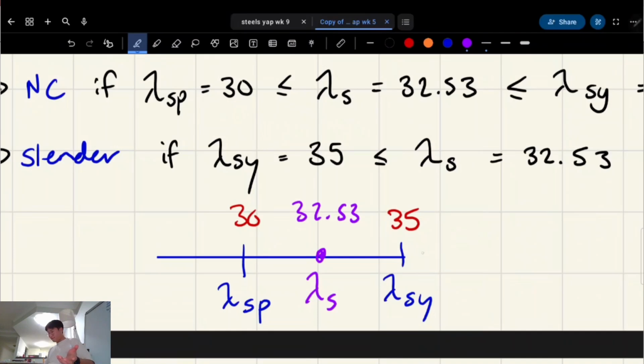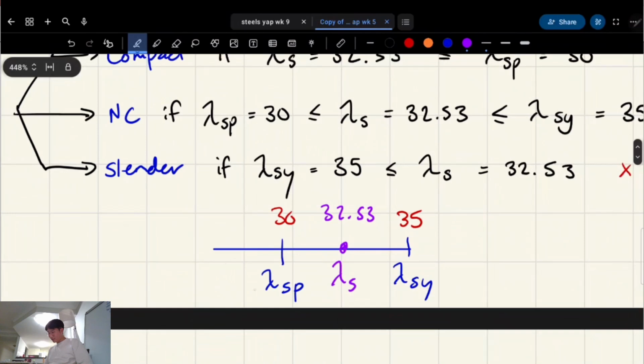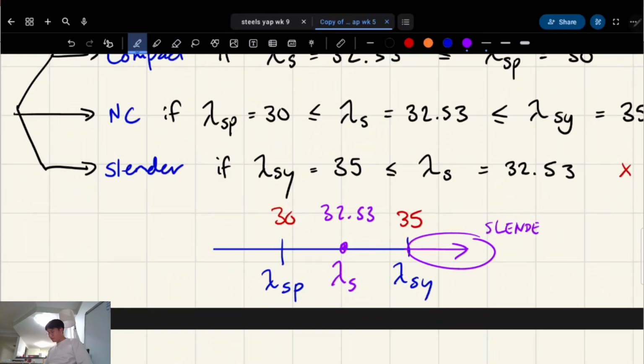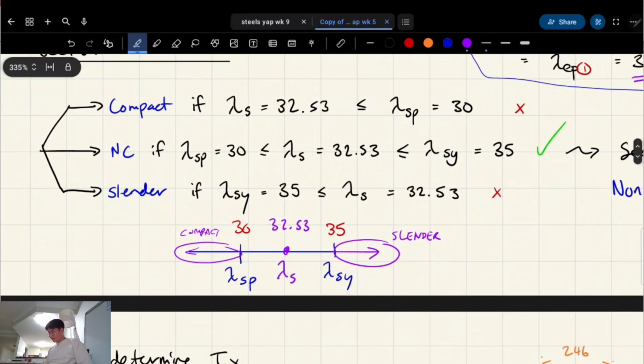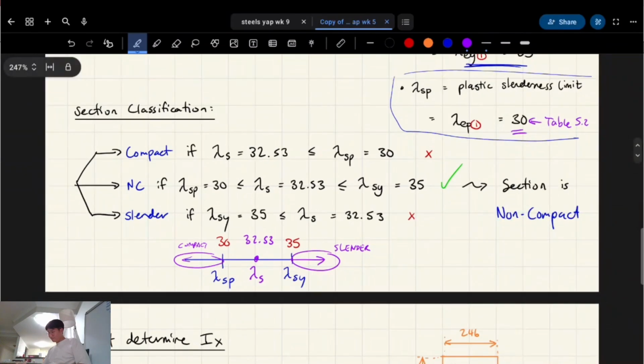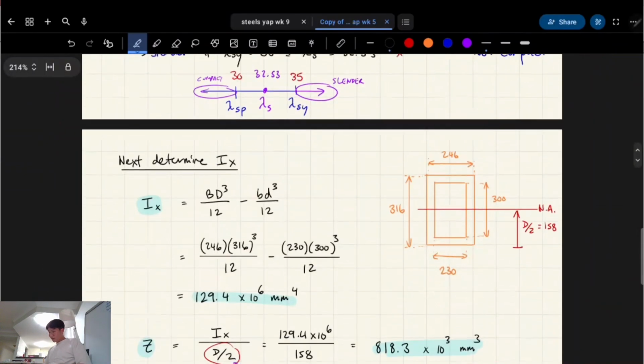If the value is less than here, and if it's greater than the yield limit, slender. It's slender. Slender man. Yes. And then if it's this way, it's compact, I believe. Let me double check that. Yes. So that's kind of how it goes. You just compare these numbers on a number line. Yeah? Yeah. Okay.